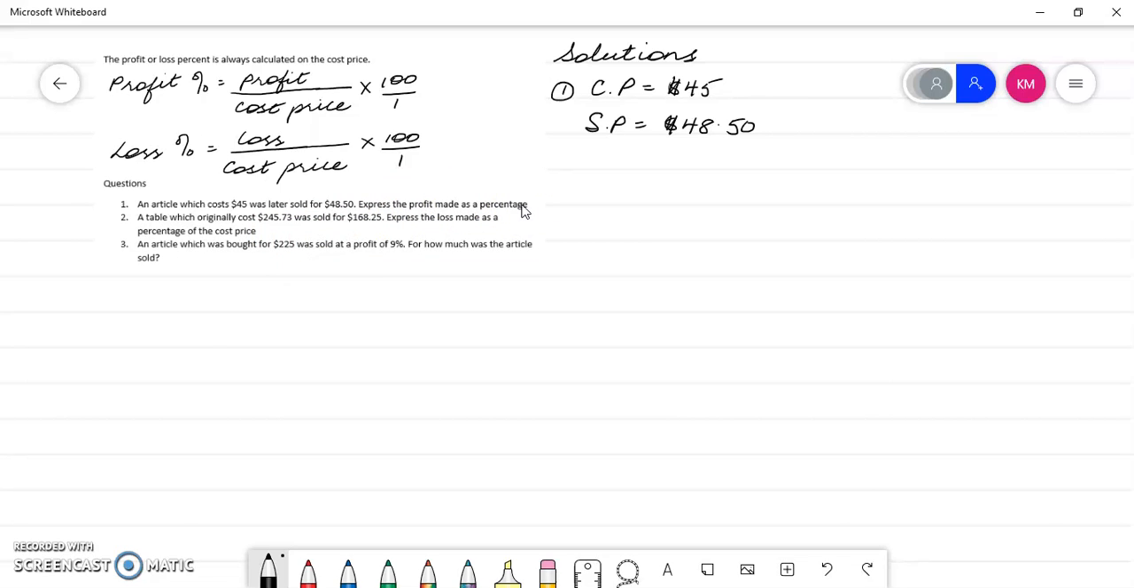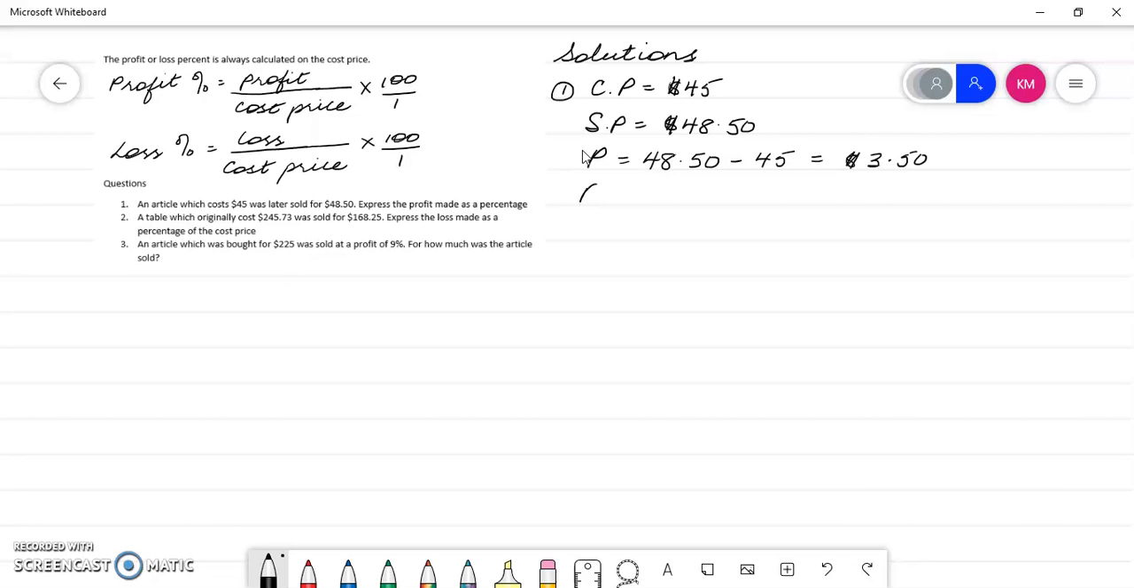They are asking us to express the profit made as a percentage. So what they are asking us to do is to find the profit percent. So if we know our cost price and we know our selling price, to find our profit, remember, our profit is made if the selling price is more than the cost price, and you can see that here. To find how much profit was made, I simply take away my cost price from my selling price. So I say $48.50, take away $45, and that is going to give me $3.50.